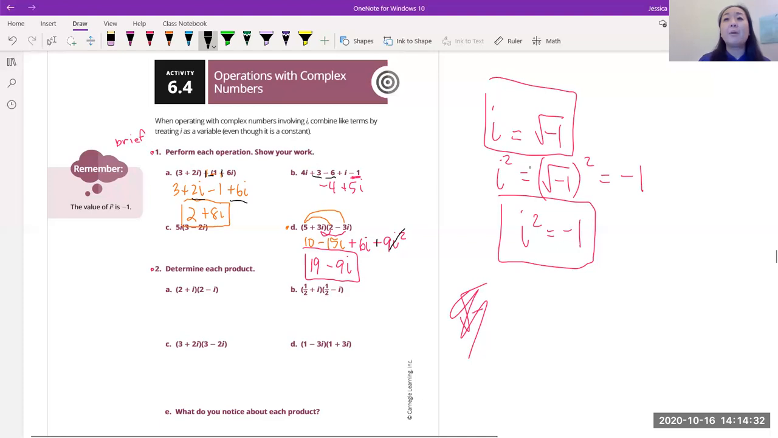Okay, so if we were to square both sides, that means we have i squared. Well, what's the square of the square root of negative 1? Remember, the square and the square root are inverses, so they cancel each other out. They undo each other. So all we have left is a negative 1. So i squared is equal to negative 1. That's very important for what we're going to do next.